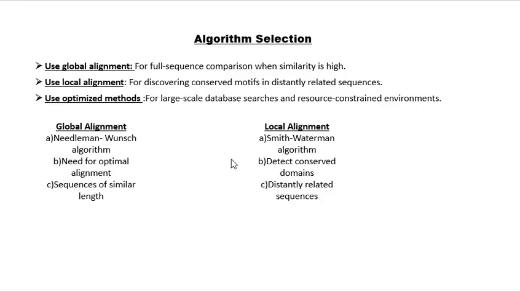And algorithm selection: how do we decide whether to use global or local alignment? Local alignment is used for discovering conserved regions, and global alignment is used when we compare sequences of high similarity and similar length.